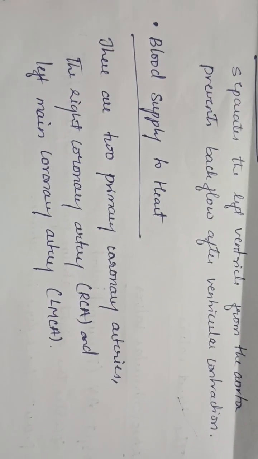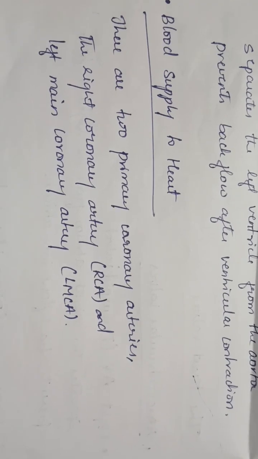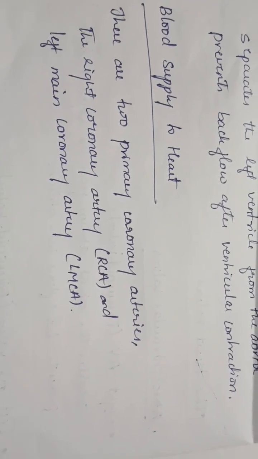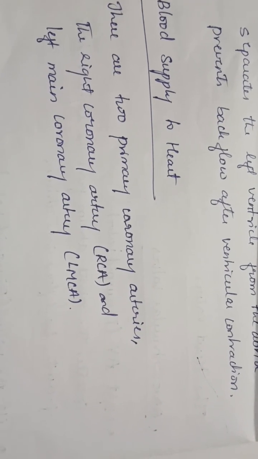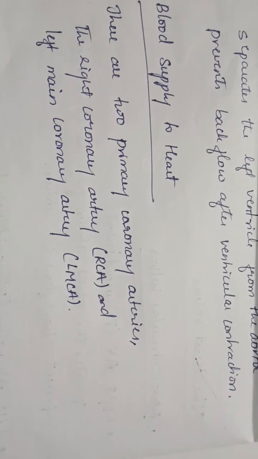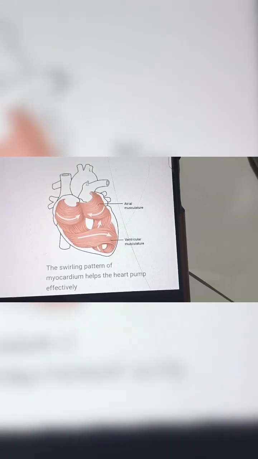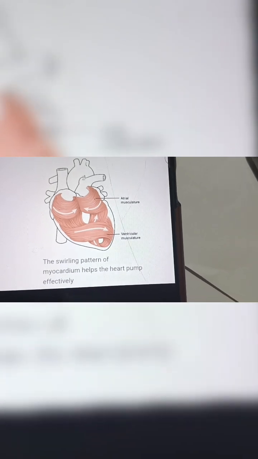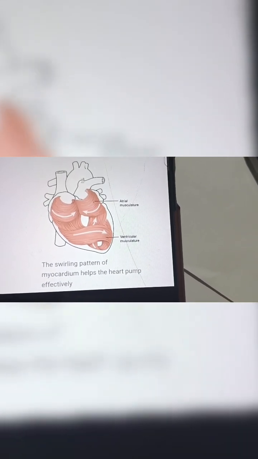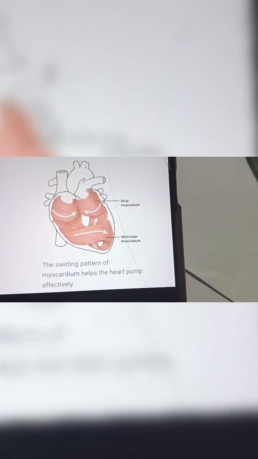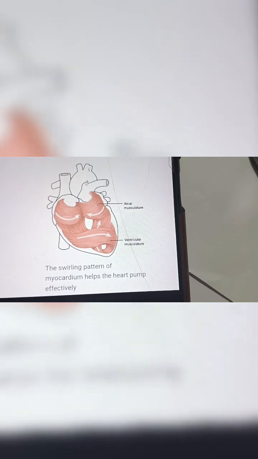Blood supply to the heart. There are 2 main primary coronary arteries, the right coronary artery and the left main coronary artery, which supply the blood to the heart. This is the muscular structure of the heart. It helps the myocardium to pump effectively.